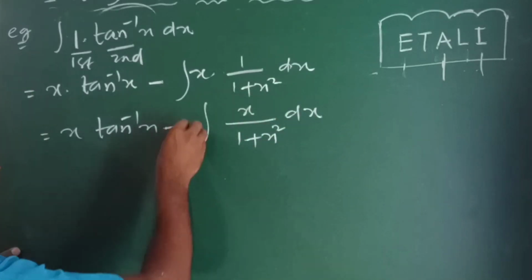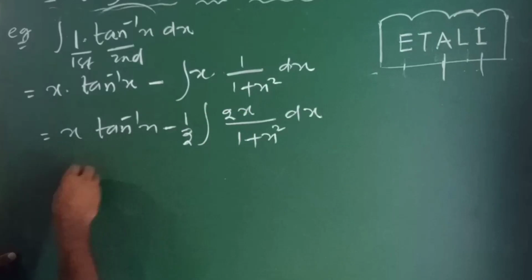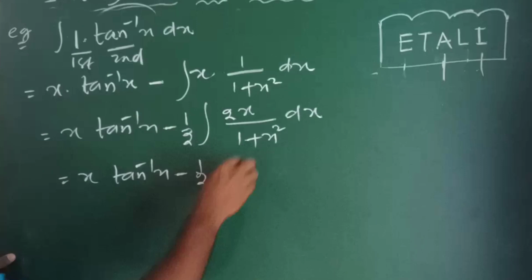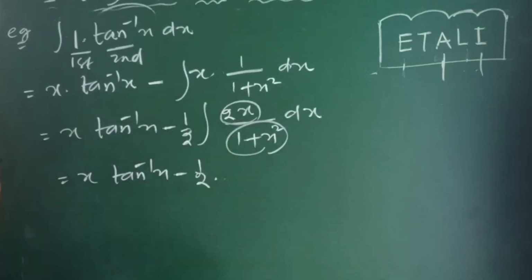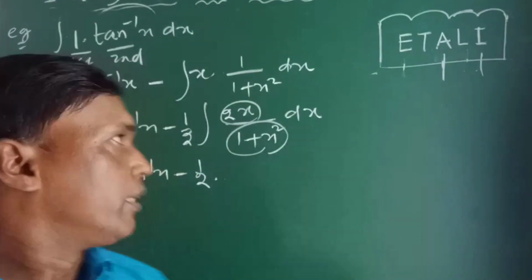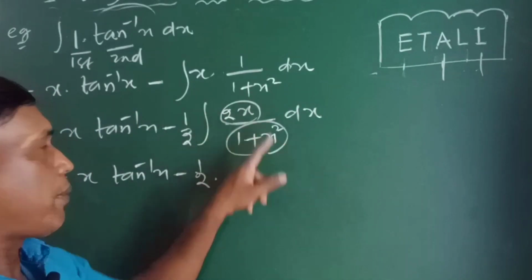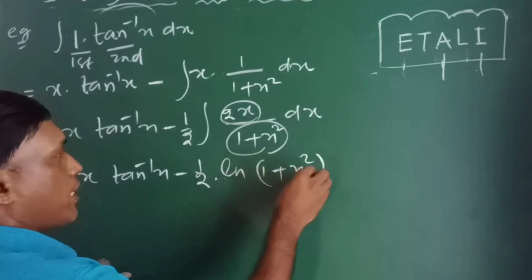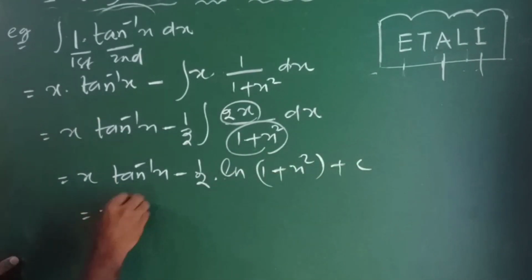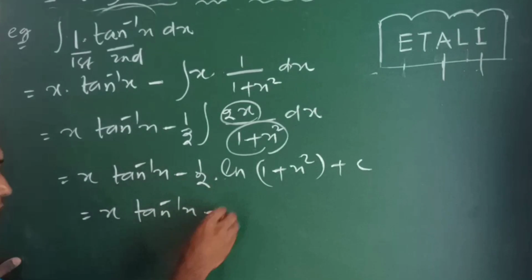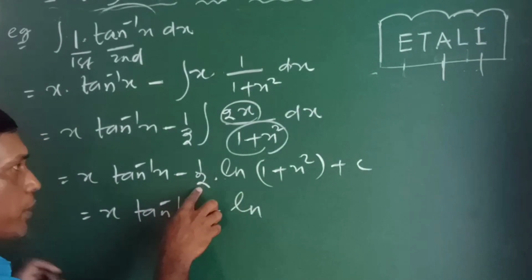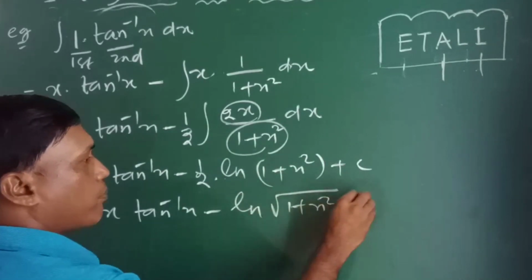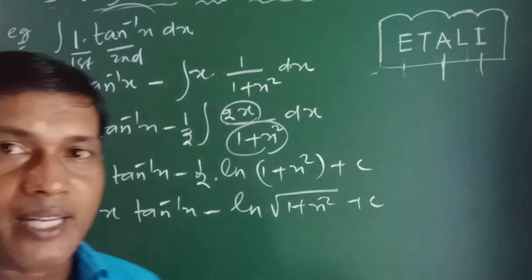Now dear students, here divide it to multiply to. Why? This is x into tan inverse x minus 1 by 2. This is function, this is derivative. I have already said derivative by function. Integration of a derivative by function is log function, means this is ln 1 plus x square plus c, and this is x into tan inverse x minus ln, here the coefficient is 1 by 2, so this will be the power, that means power is 1 by 2, means root over of 1 plus x square plus c. So this is the integration of tan inverse x.